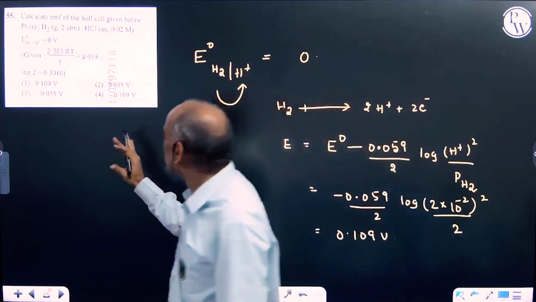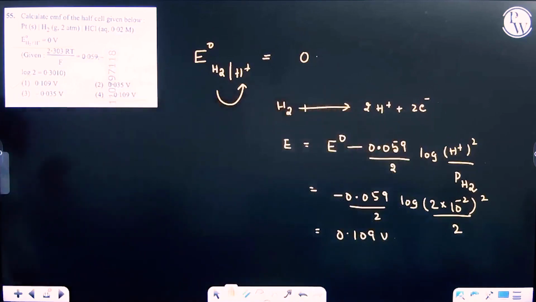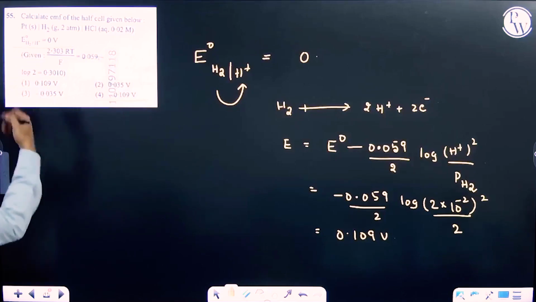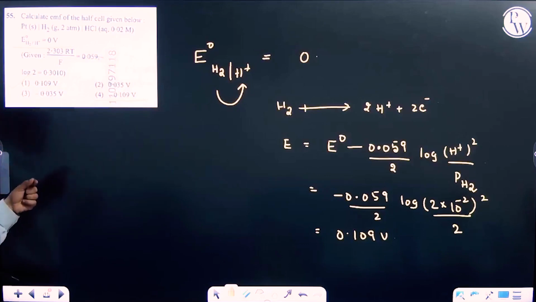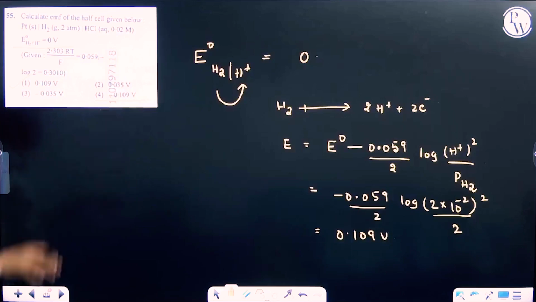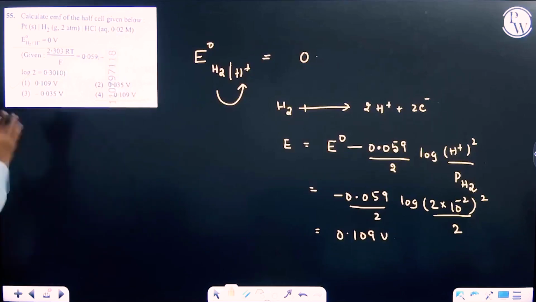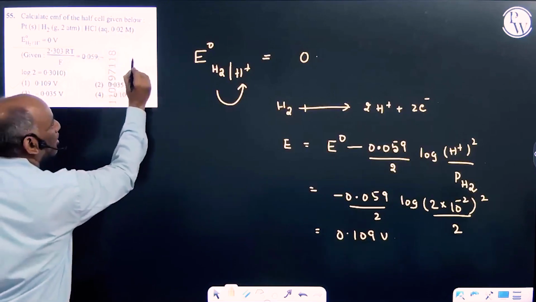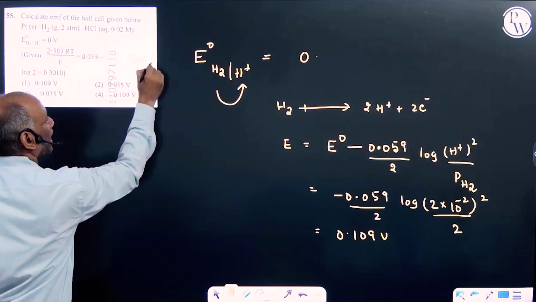There is every chance for many of the students to go wrong. And even people may think, since it is given as H2, H plus, sometimes they may take double the answer or half the answer, forgetting that reduction potential is an intensive property. So there is every chance for making a mistake. It is a good question and I can grade it as a somewhat tricky and tough question.